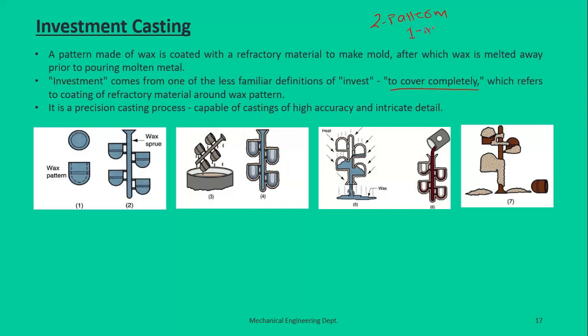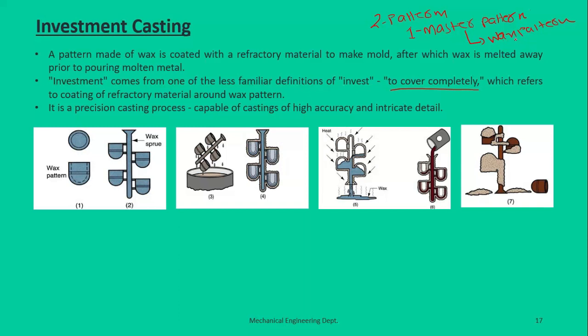One is the master pattern, and this master pattern is used to make another pattern made up of wax. This is how the process begins. We make a master pattern, and it has all the shrinkage allowances and machining allowances for the pattern as well as for the final product. Using this master pattern, we make another pattern called a wax pattern.